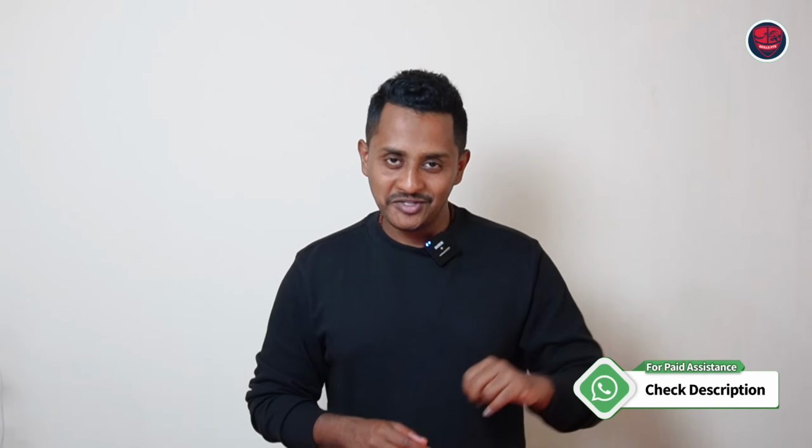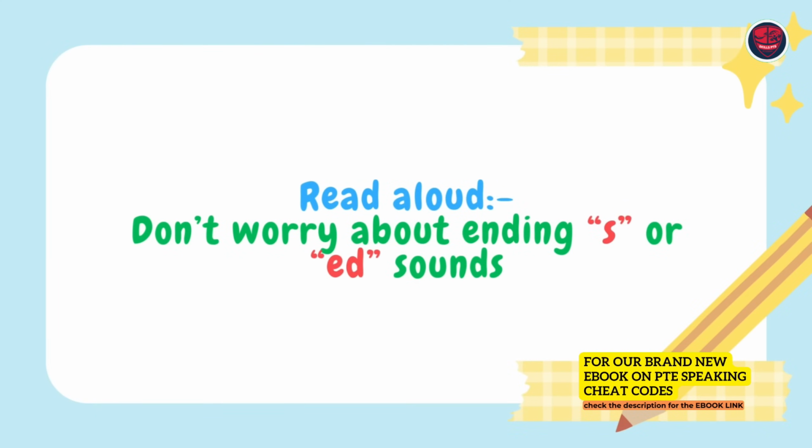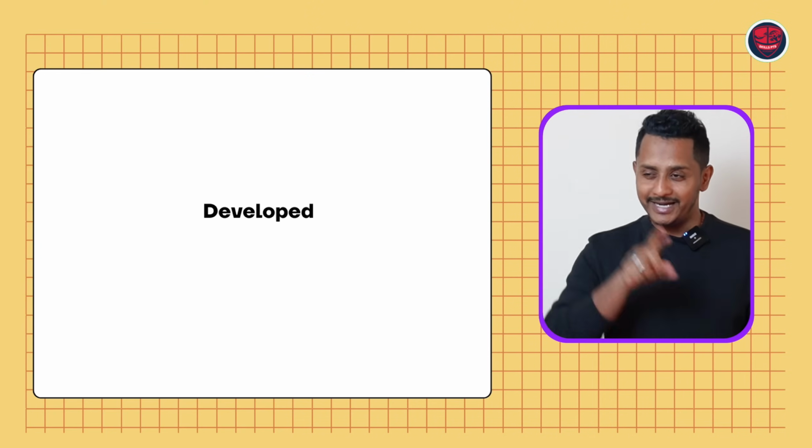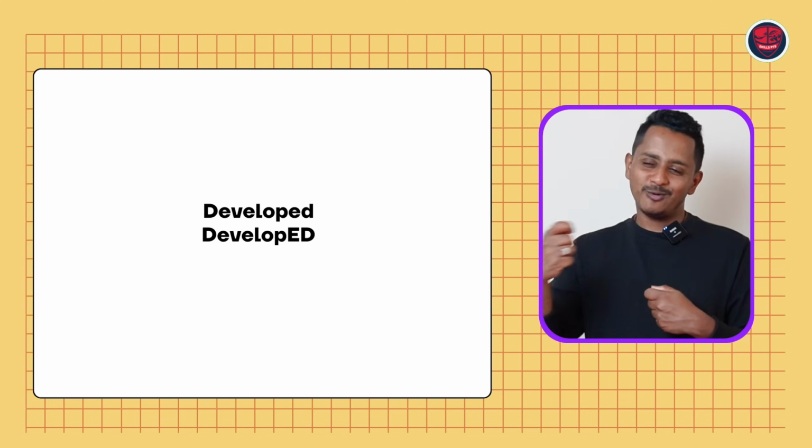The second hidden feature is again with respect to read aloud. And what if I told you that the ending S sounds and ED sounds are not really important? I've seen students stressing the S sounds, stressing the ED sounds. For instance, if the word is developed, ED, they end up speaking developed, just to make sure the software understands that they're putting that effort in.